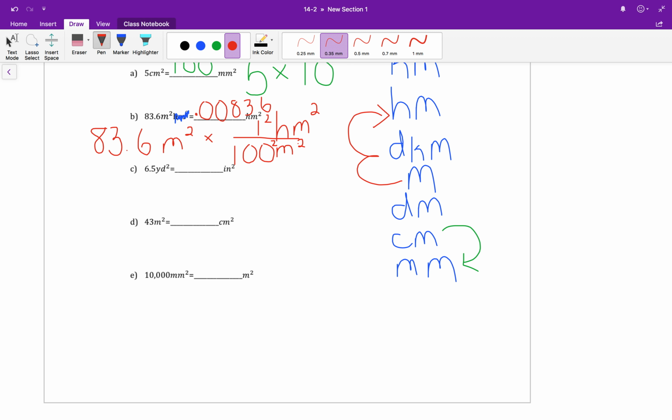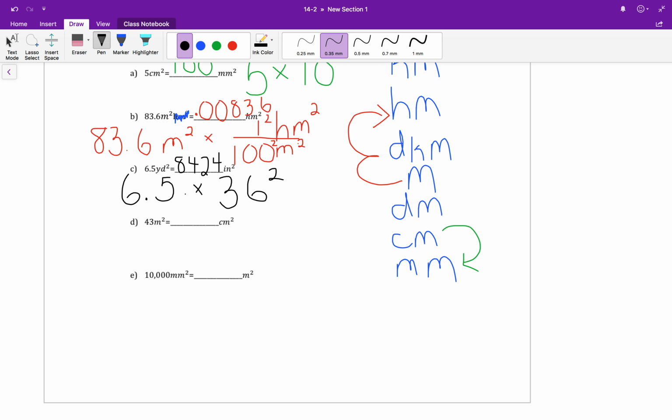Now let's try one with our English system. So we've got yards going into inches. So yards is my bigger unit, and I'm trying to go into my smaller unit. So I'm going to be multiplying. So I've got 6.5, and I'm going to multiply that. And there are 36 inches in a yard. So I have to say times 36. And don't forget to square the number. So 6.5 times 36 squared is a really big number, 8,424. We have to be okay with both big and small numbers. With these squaring, we get really big answers and really small answers, and we have to be okay with that. So the answer was 8,424.